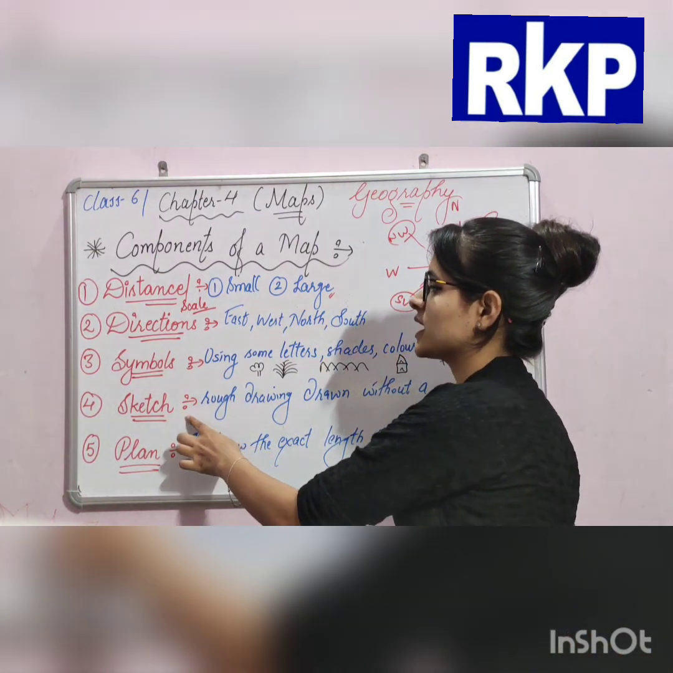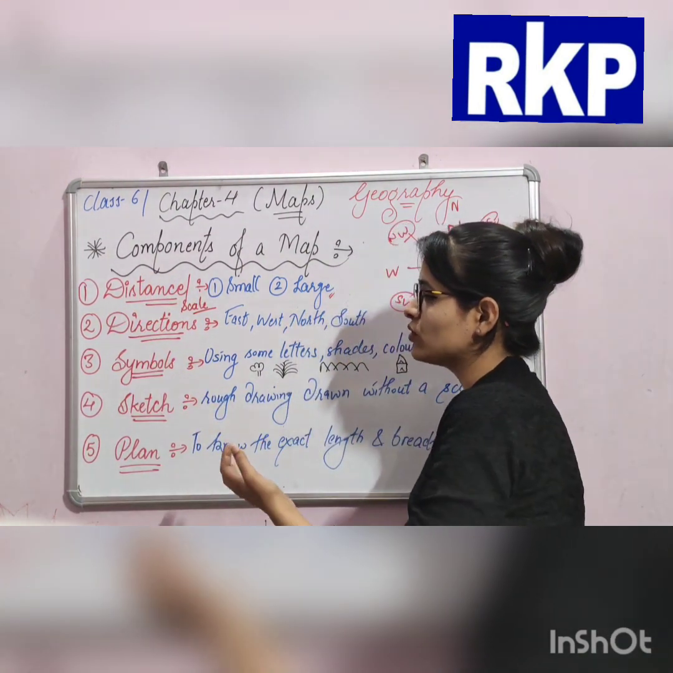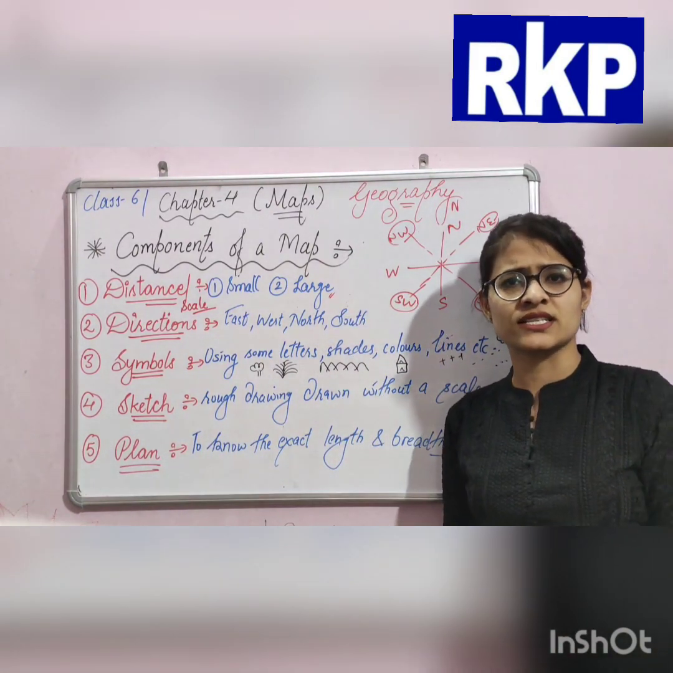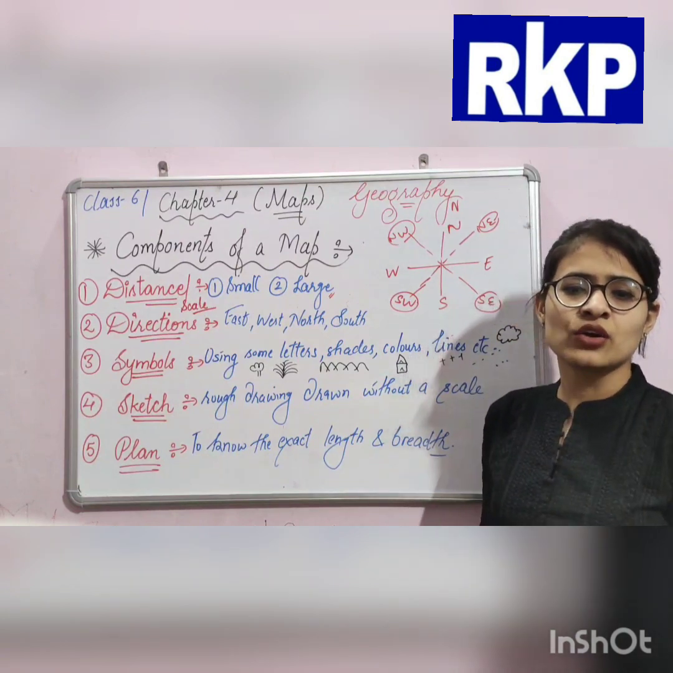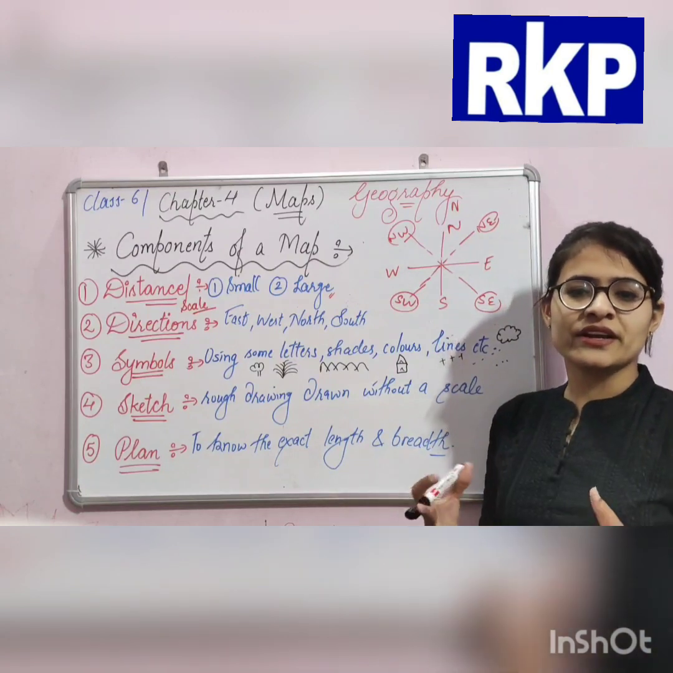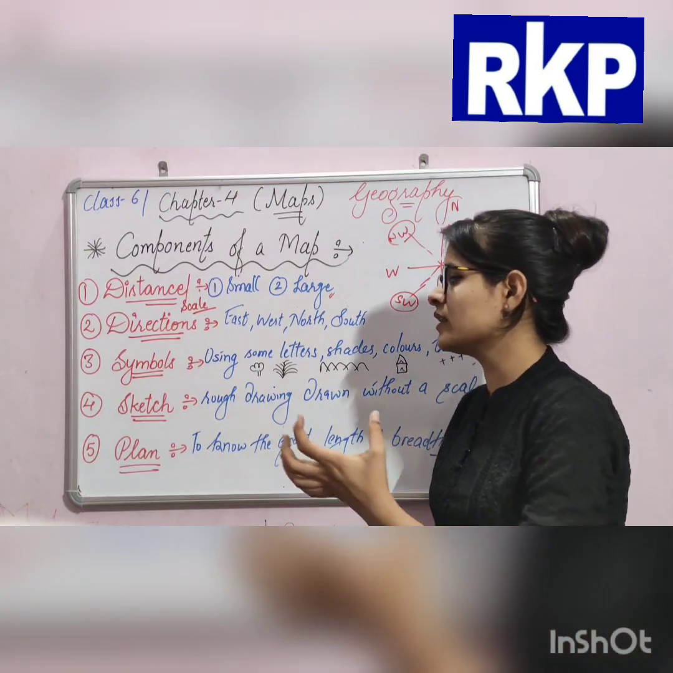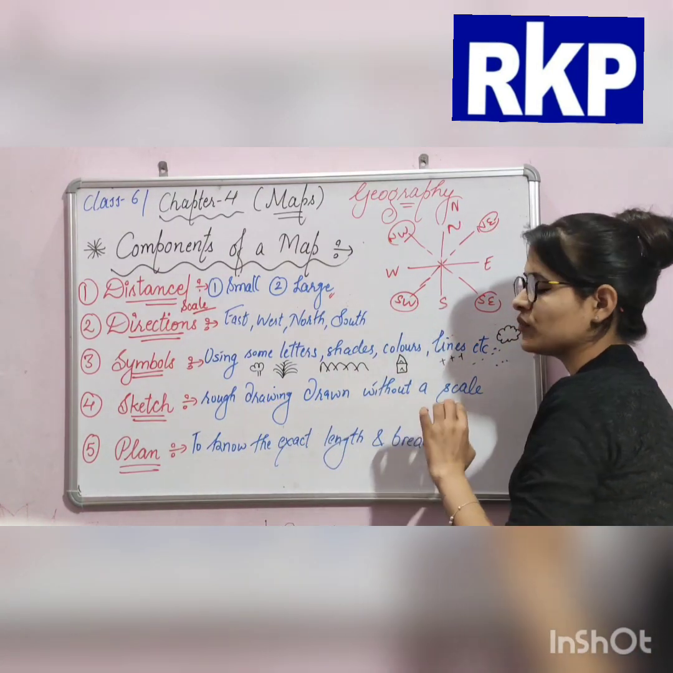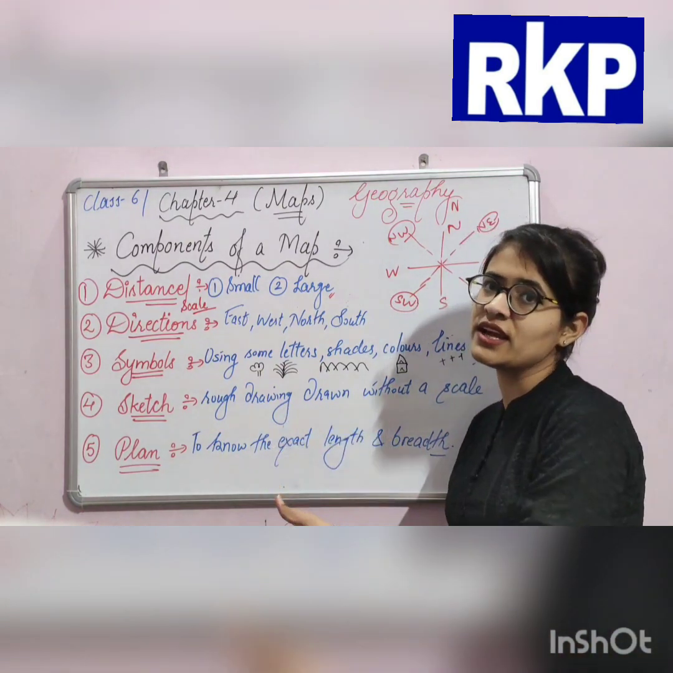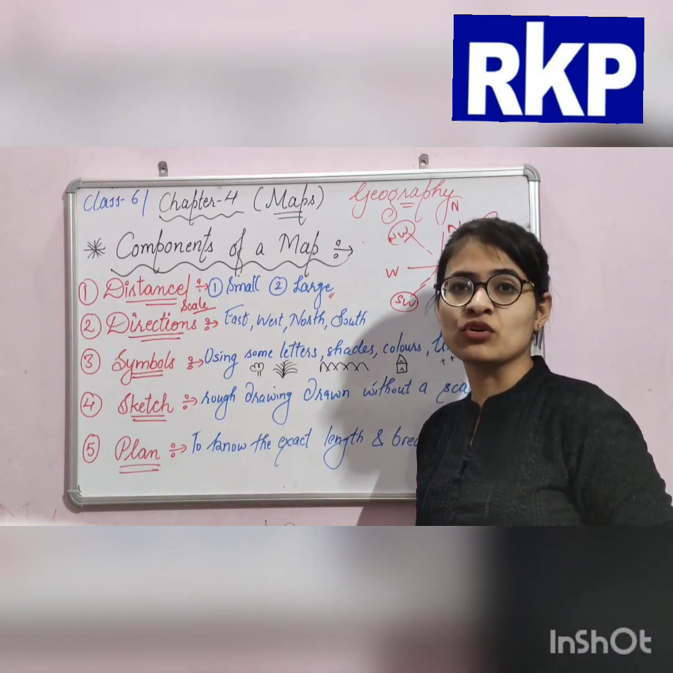Now next is sketch. What is a sketch? Basically these are the main symbols. Now we are discussing the difference between a sketch and a plan. A sketch is a rough drawing of any area to tell where a place is located with respect to another place. It is a rough drawing drawn without a scale. If we are using a pencil to draw an area without a scale, that will be called a sketch.